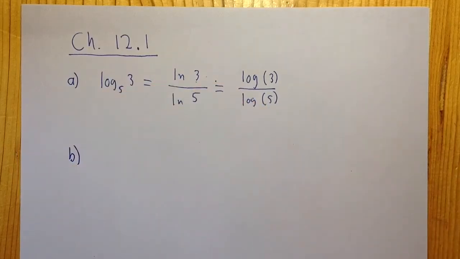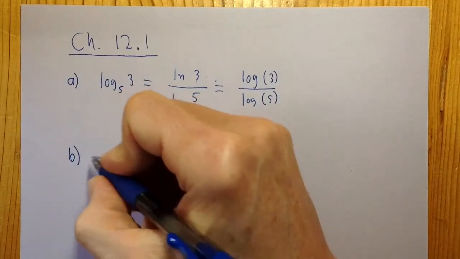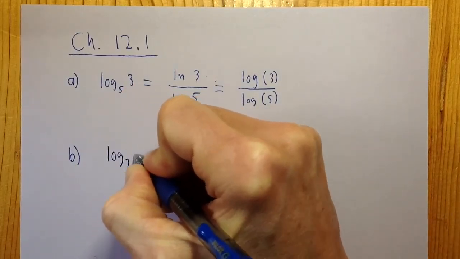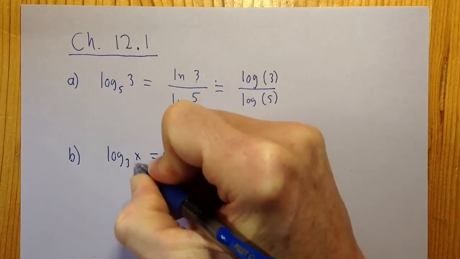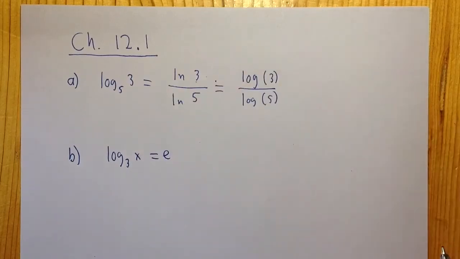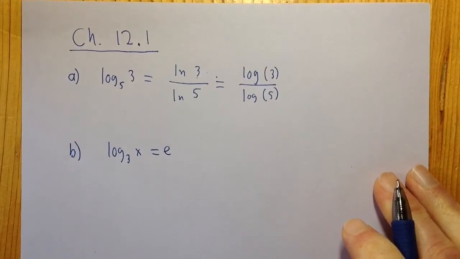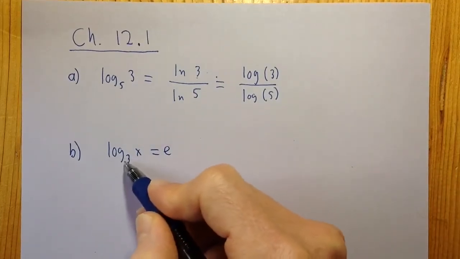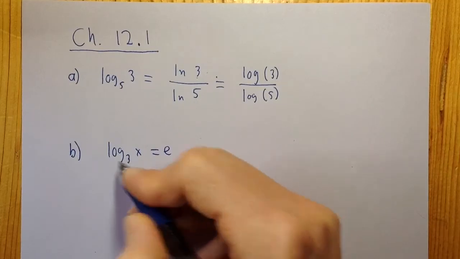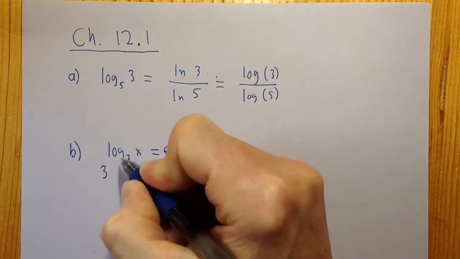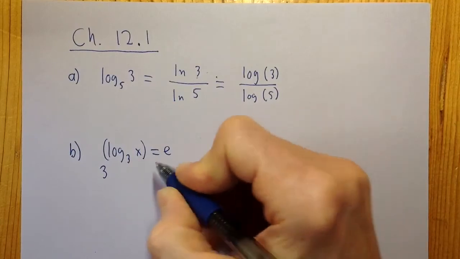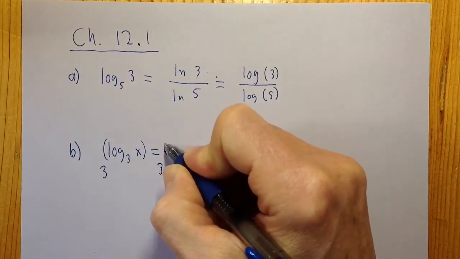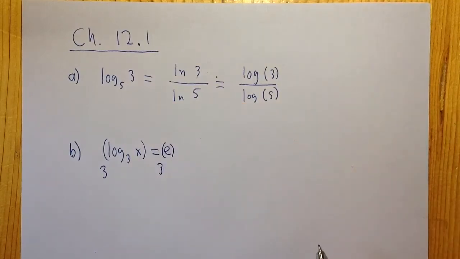Okay, then let's look at an example from B. They have log base 3 of x is equal to e, and we want to figure out what x is. Since we have a log base 3, then we want to raise this to a base of 3, so we put 3 in the bottom here, raise that 3 to that power. Now we got to do the same thing to the other side, 3 to the e power.